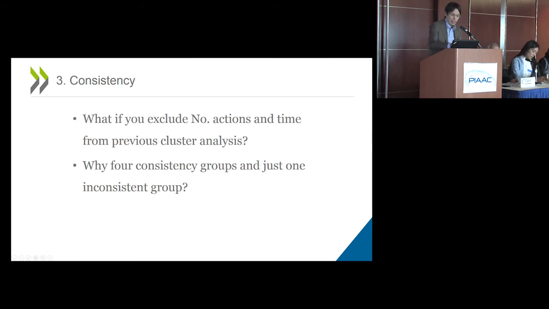And then the number of actions and time, of course you use them because they are indicators that have the same meaning across different items, but of course they're not the most interesting ones to look at. Again, this trade-off. So I wonder, what if you exclude those indicators from the first and the second exercise, and how do the results change?